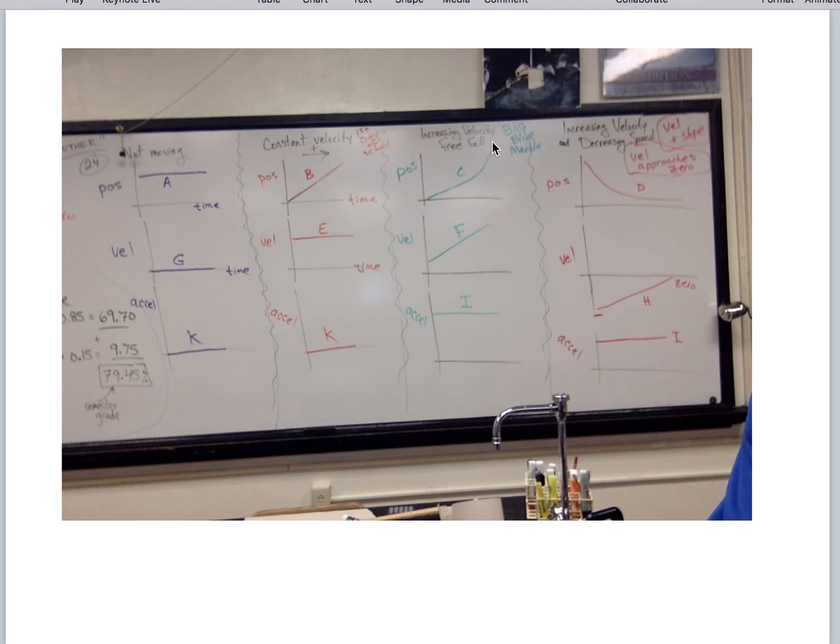But this curve, the slope of this curve steadily increases, so my velocity steadily increases. This slope is constant, but it's positive. So that slope stays the same everywhere, so my acceleration stays the same the whole time. This last one is probably the trickiest one.